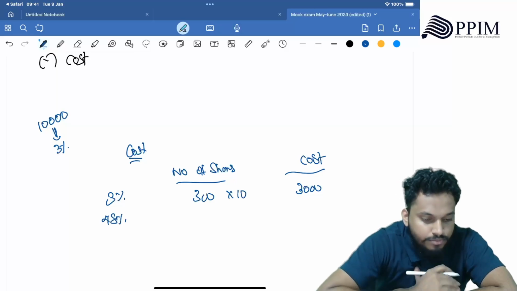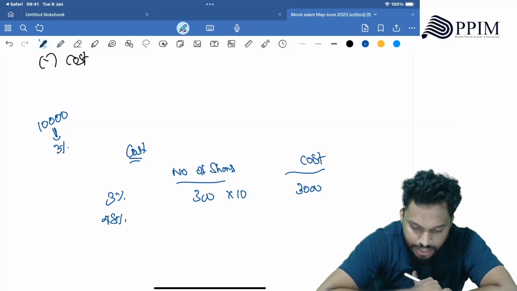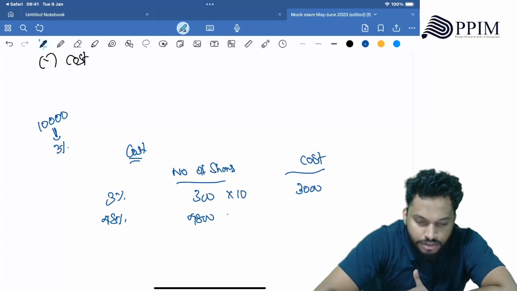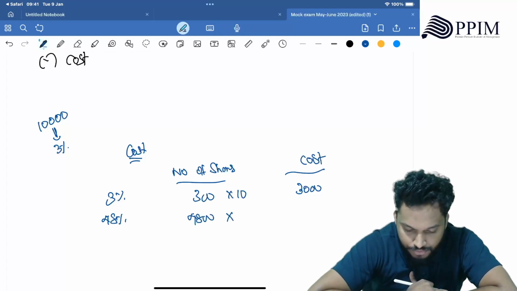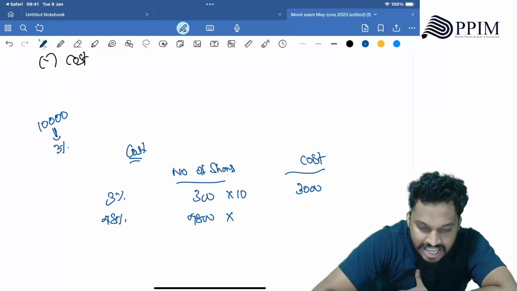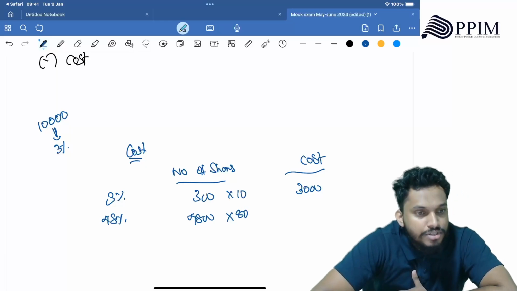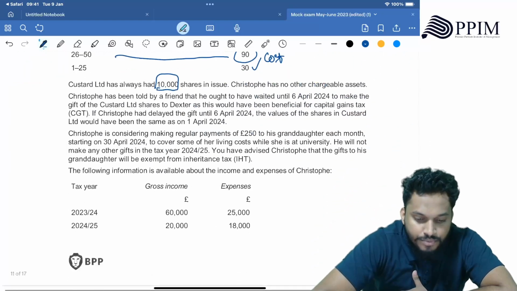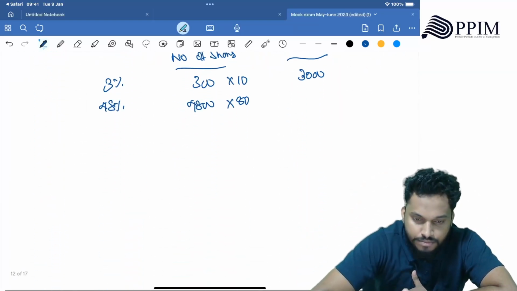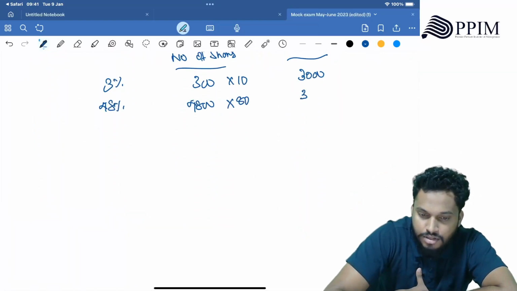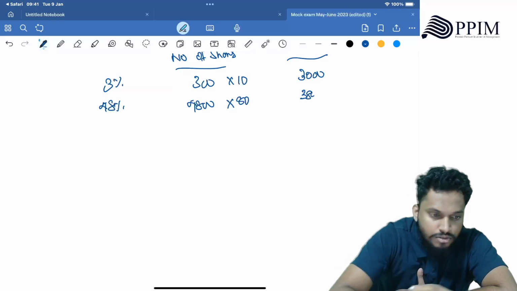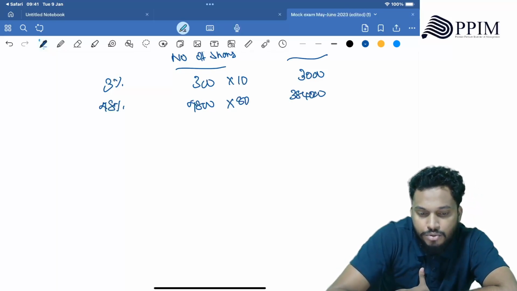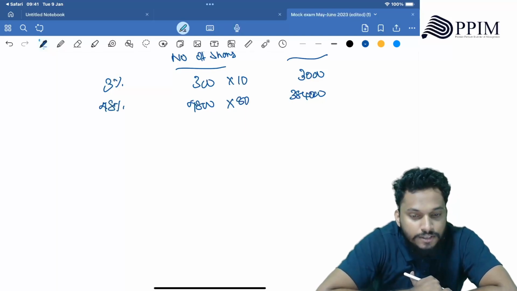After that you are buying how many percent? 48%. So 48 means 4,800 shares into a price of how much? 80 per share. That was given in the question. So I'm taking these figures. See, cost of 80. So that's how much? 300,000. That's what you took.